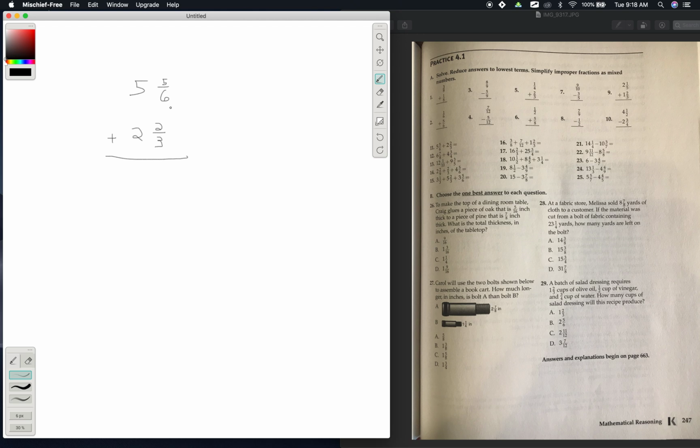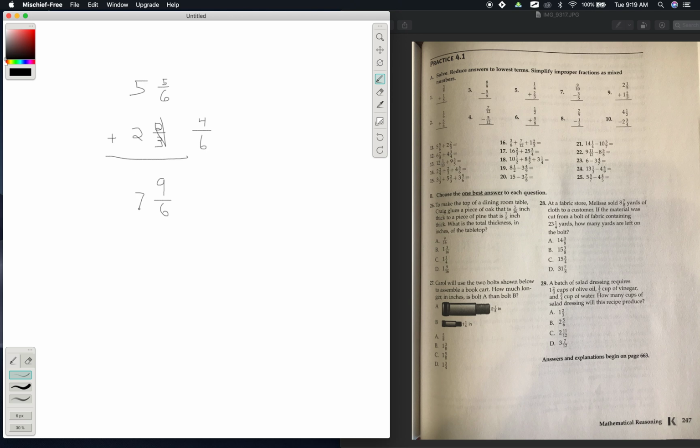So, let's see. We need to make these like denominators. So 3 can go into 6 2 times. Okay, so let's put the 6 here. Now we need to times this by 2 as well. So that becomes a 4. Okay, and this stays the same here because now they're both 6. So let's cross this out so you don't get confused. 5 plus 4 is 9. So we have 9 over 6. Then we have 5 plus 2 is 7.